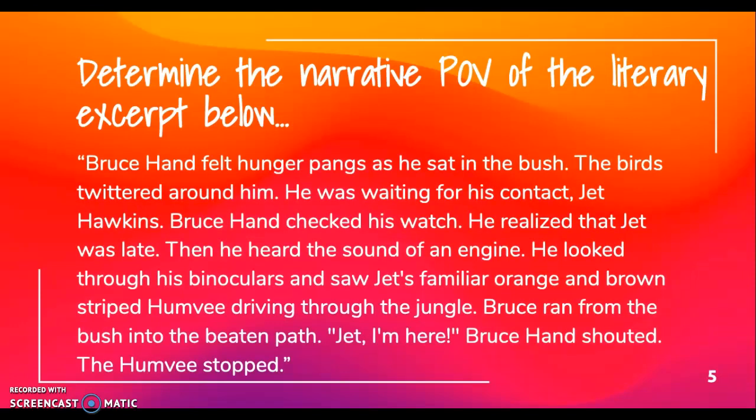Let's take a look at this. Bruce Hand felt hunger pangs as he sat in the bush. The birds twittered around him. He was waiting for his contact, Jet Hawkins. Bruce Hand checked his watch. He realized that Jet was late. Then he heard the sound of an engine. He looked through his binoculars and saw Jet's familiar orange and brown striped Humvee driving through the jungle. Bruce ran from the bush onto the beaten path. "Jet, I'm here," Bruce Hand shouted, and the Humvee stopped.